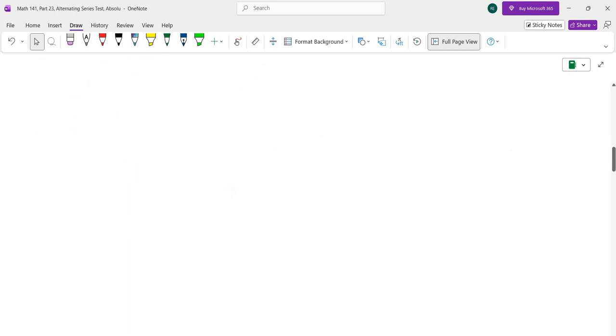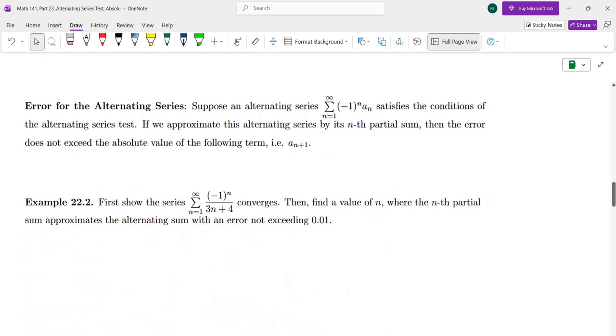Okay, let's look at the next topic. If you look at the alternating series, we can approximate the alternating series by its partial sums. The error for approximation of the alternating series by its partial sums is bounded by the next term, the following term. You have to make sure that it satisfies the conditions of the alternating series test, which means the series is alternating, the terms approach 0, and also they are decreasing.